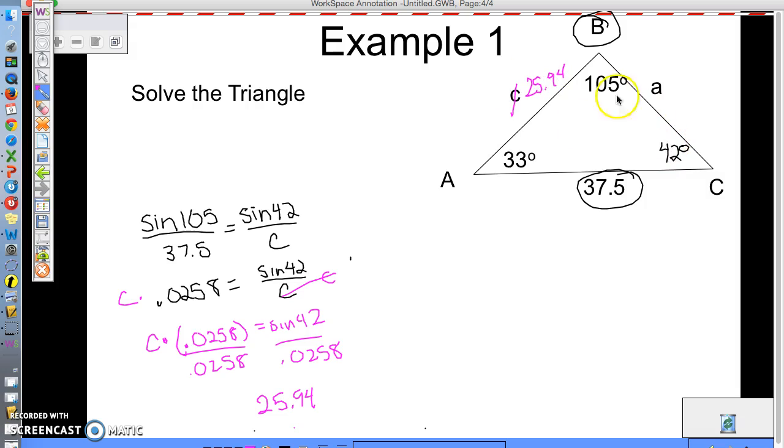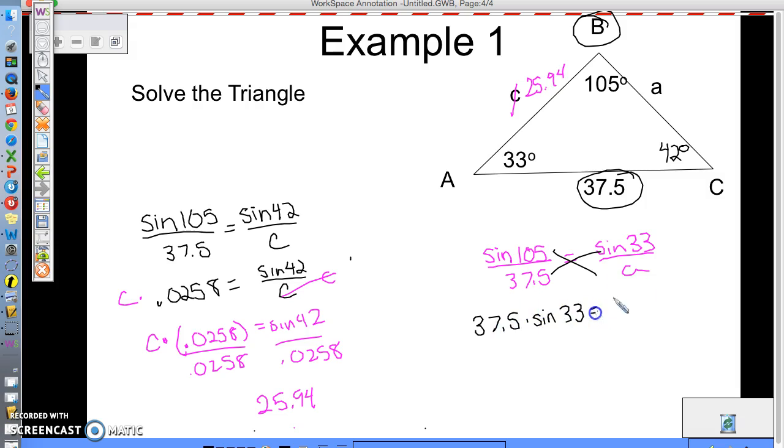Then we can set it up again with our other one. We can use that same ratio, the sine of 105 over 37.5 equals the sine of 33 over a, and some of you might have remembered this. We could solve it the same way. Some of you might remember we cross multiply. So 37.5 times the sine of 33 equals a times the sine of 105, and then we divide by the sine of 105.